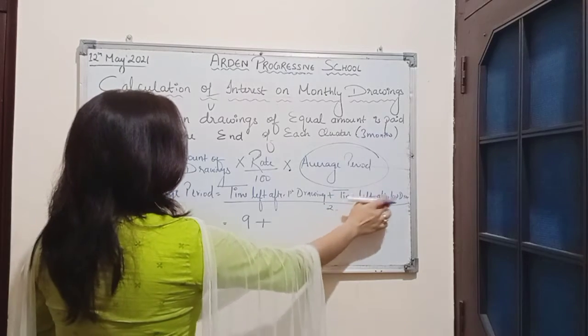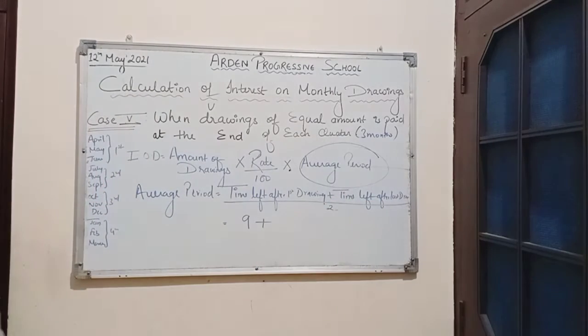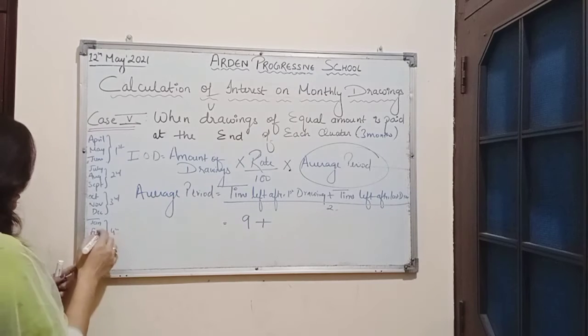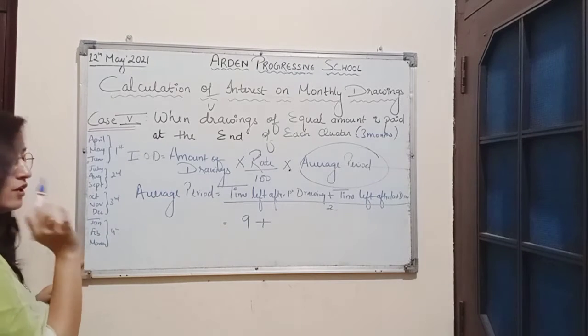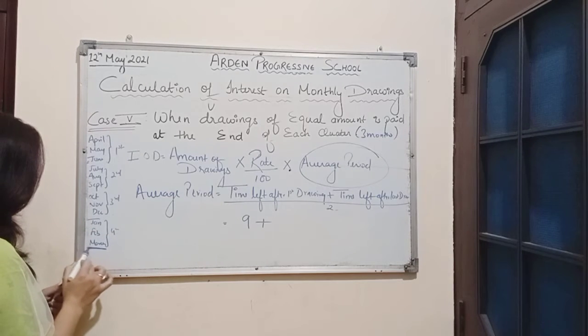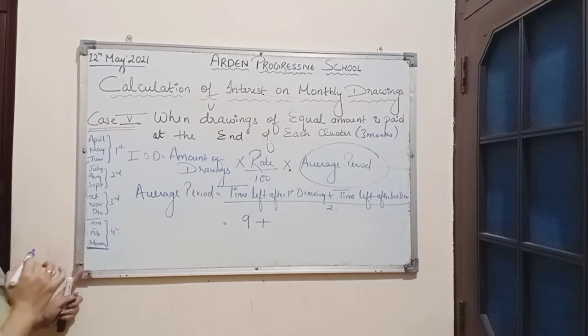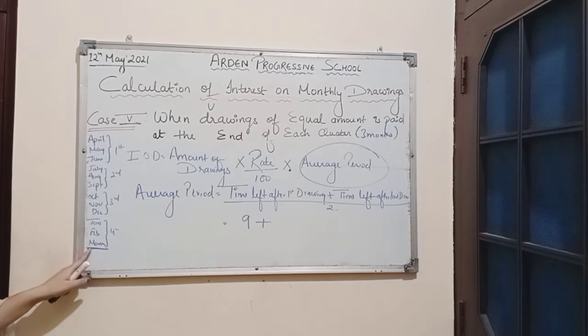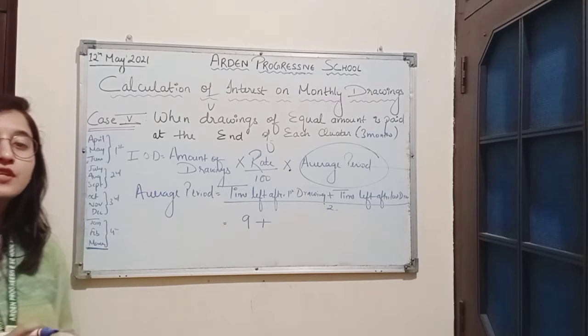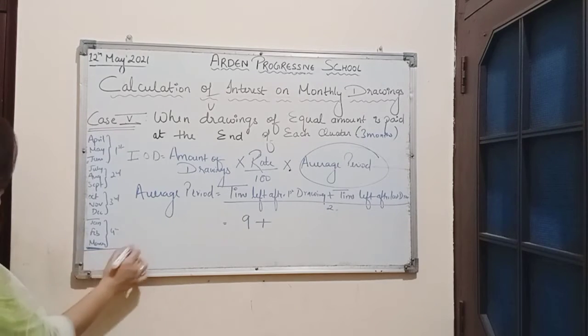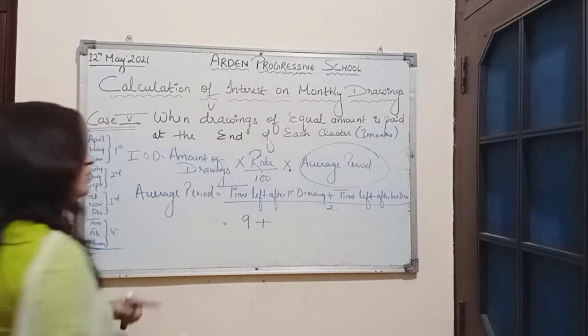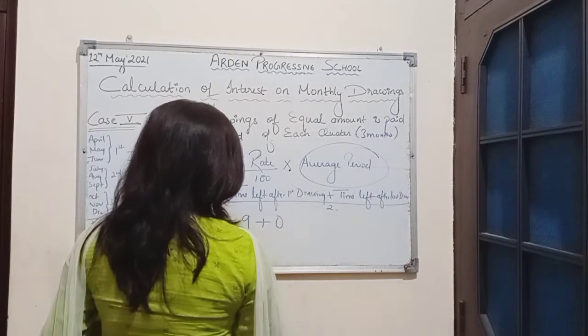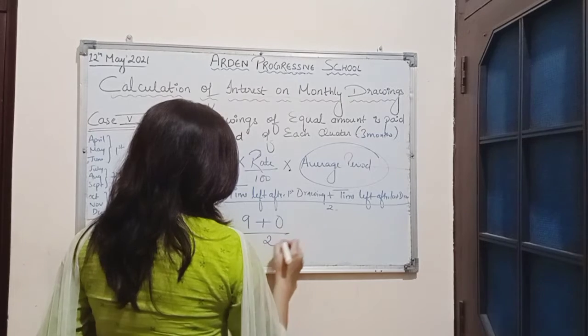Next, we will add time left after last drawing, as the partner is withdrawing the amount of drawing at the end of each quarter. So the last quarter's end will be on 31st March. After 31st March, there is no time left because March is the year ending here. So time left after last drawing will be 0.